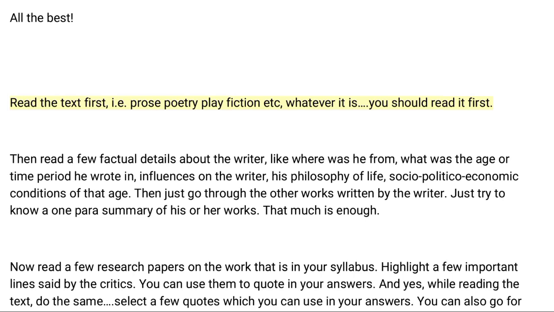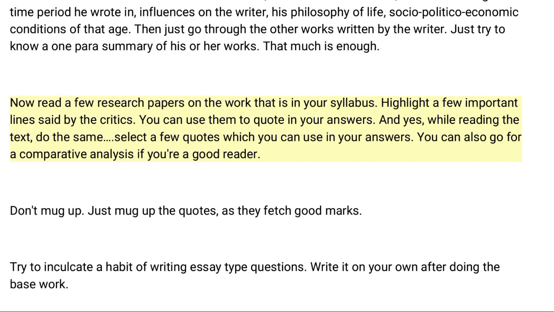Read the text first, i.e. prose, poetry, play, fiction, etc., whatever it is, you should read it first. Then read a few factual details about the writer, like where he was from, what was the age or time period he wrote in, influences on the writer, his philosophy of life, socio-politico-economic conditions of that age. Then just go through the other works written by the writer. Just try to know a summary of his or her works. That much is enough. Read a few research papers on the work that is in your syllabus.